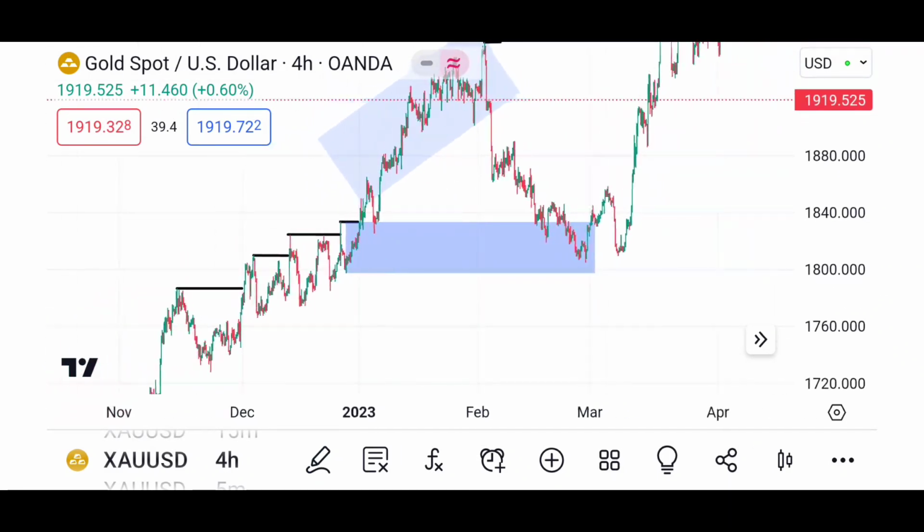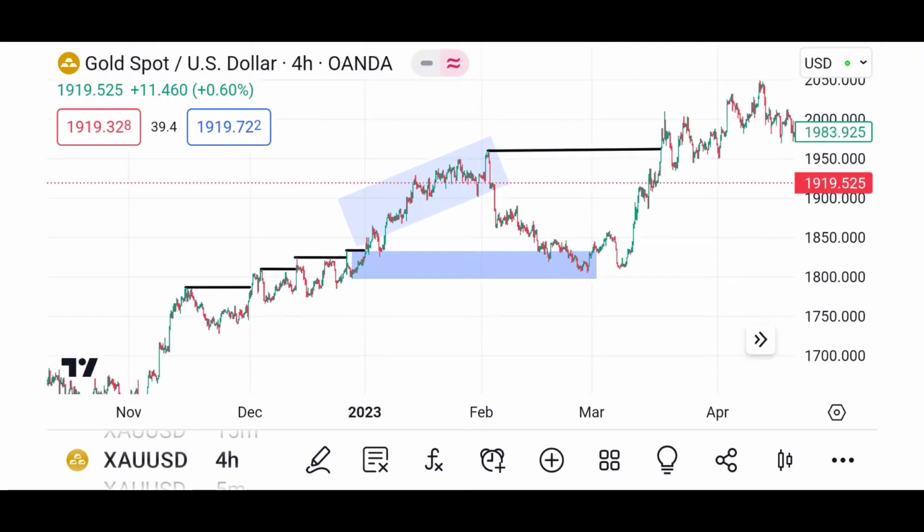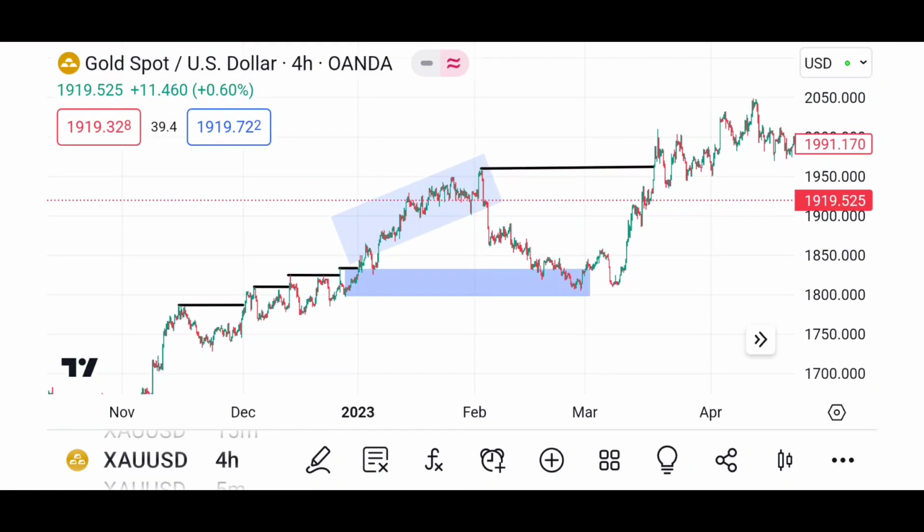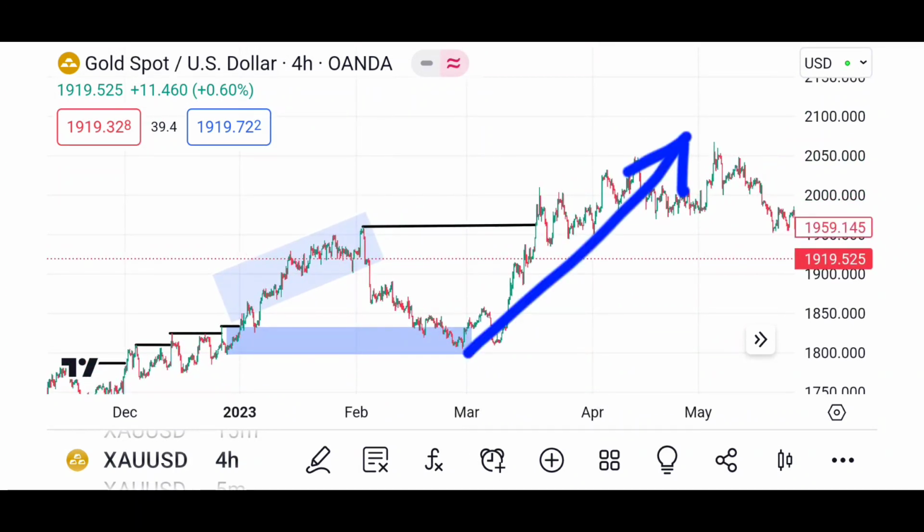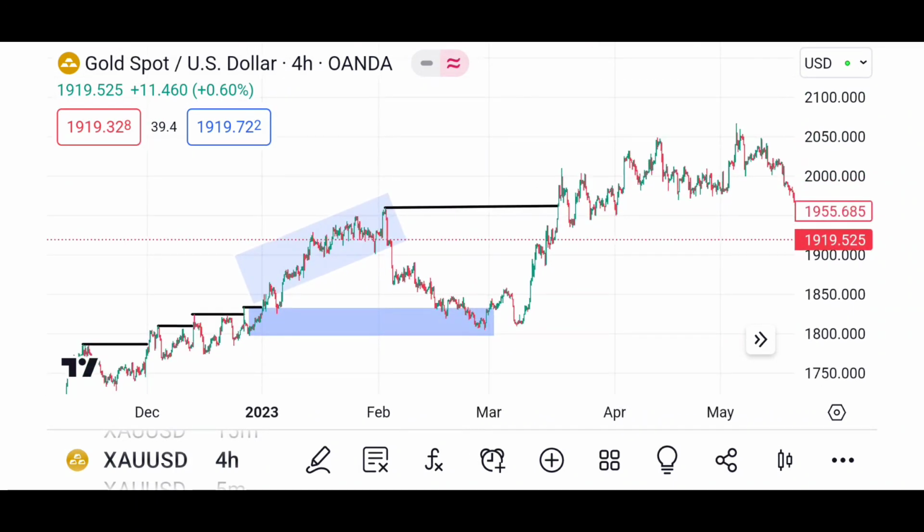So as you can see, the market made break of structure here, break of structure here, break of structure here, break of structure here, range structure here, and then a break of structure here, and the bullish trend continues. So that is how to apply trading range.